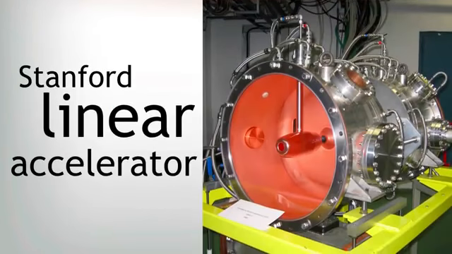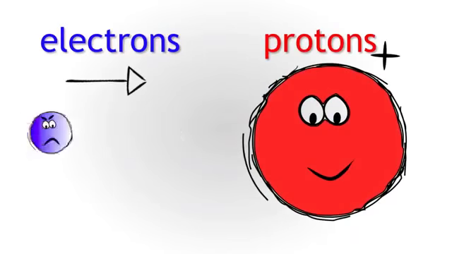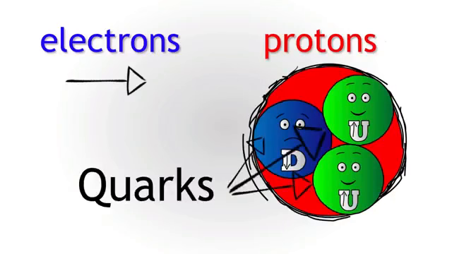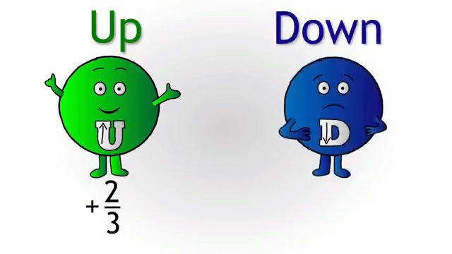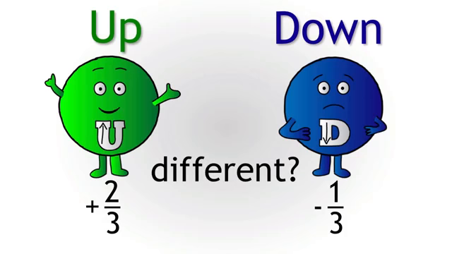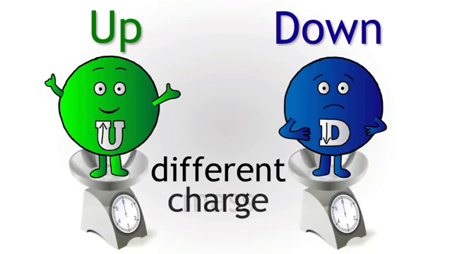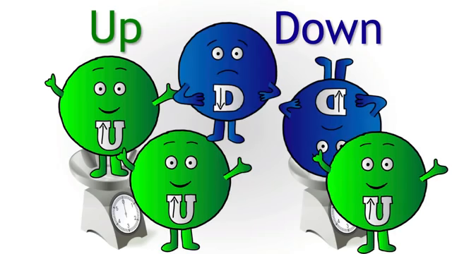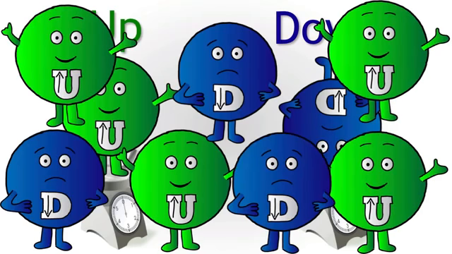At the Stanford Linear Accelerator, electrons were fired at protons and found to bounce off of tiny particles inside them. It had taken 4 years, but this was the first evidence for the existence of quarks. At the time, there were 2 basic quarks. The up quark, which has a charge of plus 2/3 of the charge of an electron, and the down quark, which has a charge of minus 1/3. How are they different? They all have different masses, as well as charge, and another property called spin. The up and the down quarks are the most common and least massive.